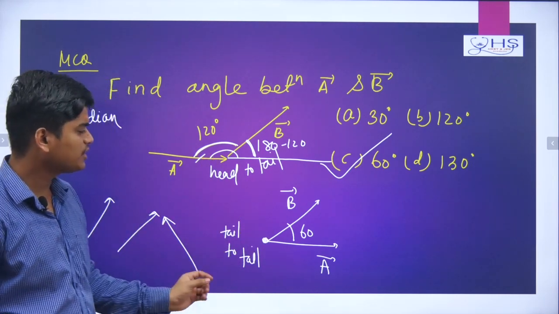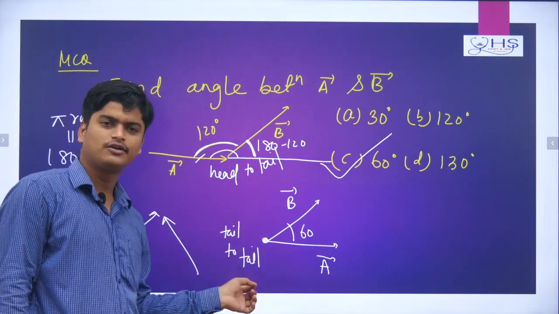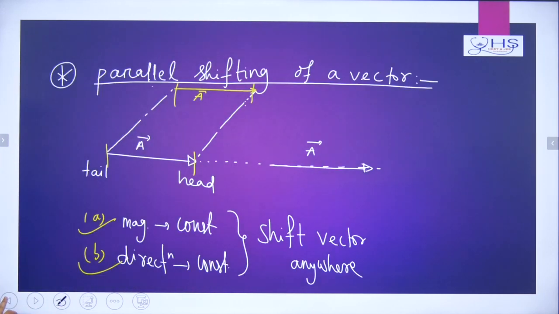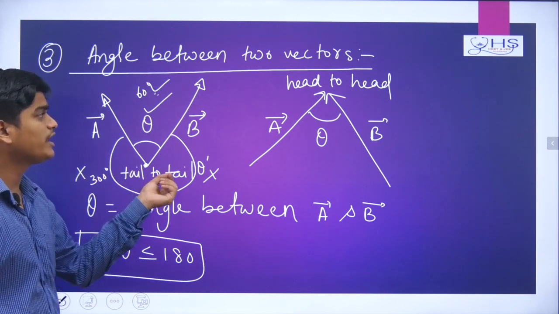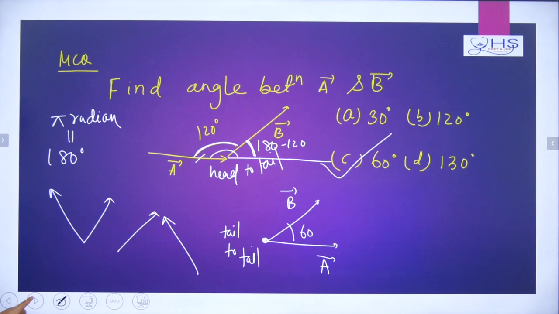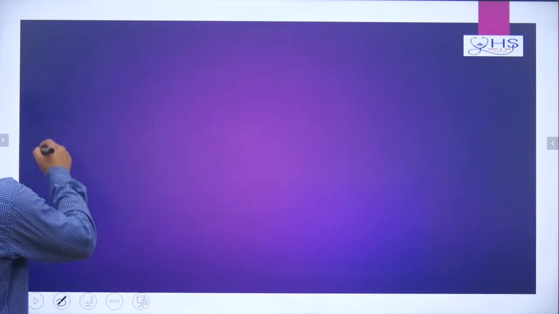Now you must focus on the definition, that is tail to tail joining or head to head joining. Okay, whatever we have done here, we have either joined tail to tail or head to head. Then after that, you need to find the angle between them. Okay. Now come to another MCQ.